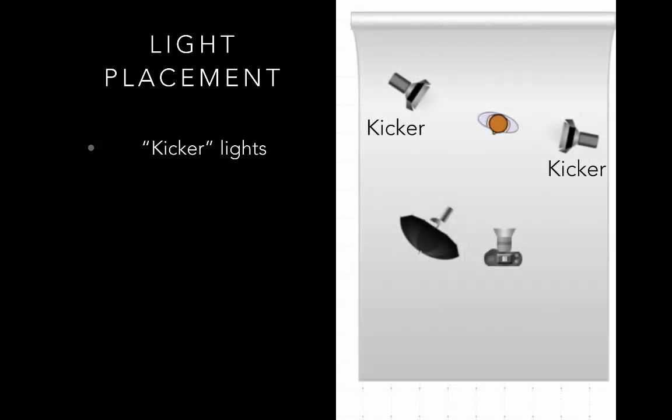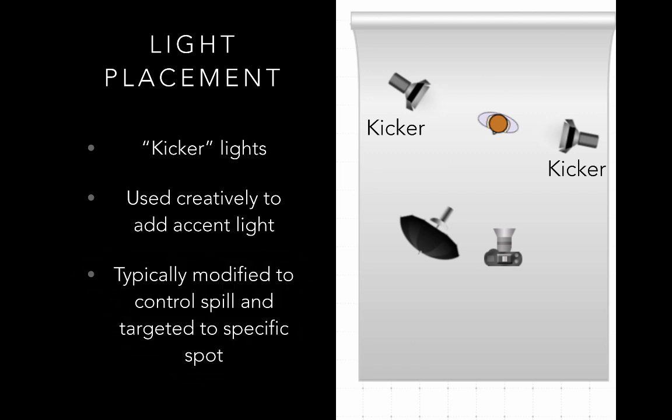Everyone always hears the term kicker lights, and what's a kicker light? It's just an accent light. The term started years ago when they used to be just set on the floor, and you're using it to accent something. Typically modified to control spill and target a specific spot.